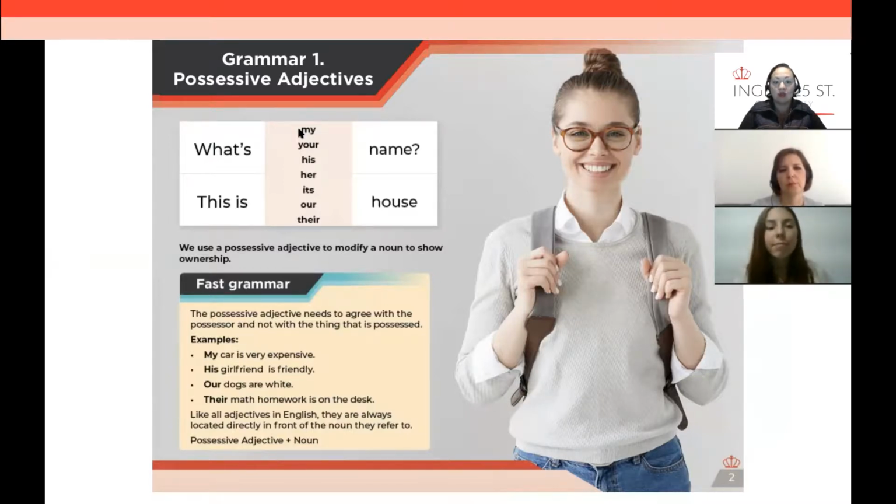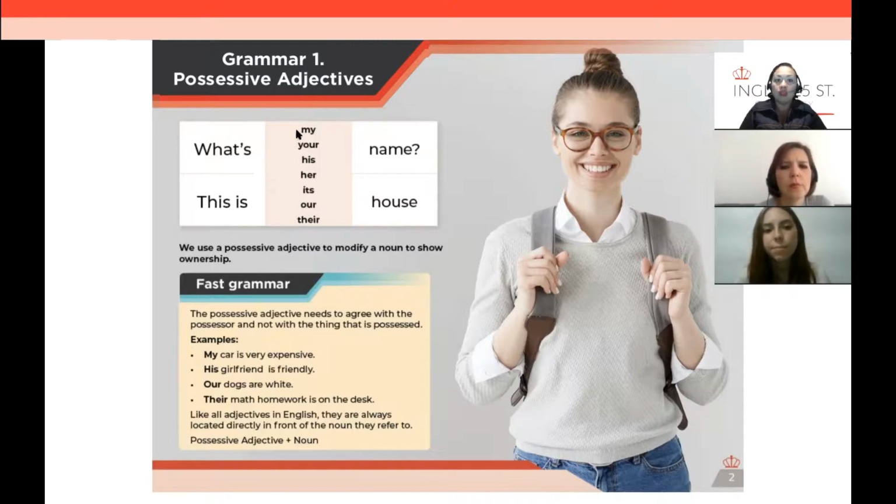I, that's right. So I, and the possessive adjective is my. What do you think is for the second one, Tanya? For your, what is the personal pronoun for this? You. You, exactly. And what about his, Maria? He. Very good. For her is she. For its is it. Our is for we, and their is for they.